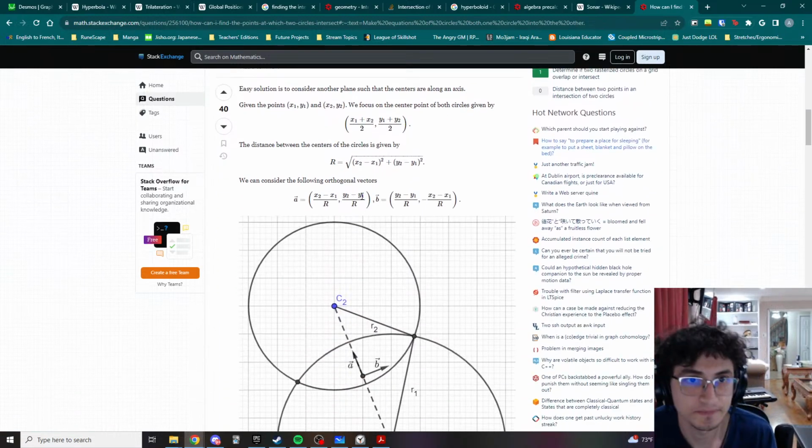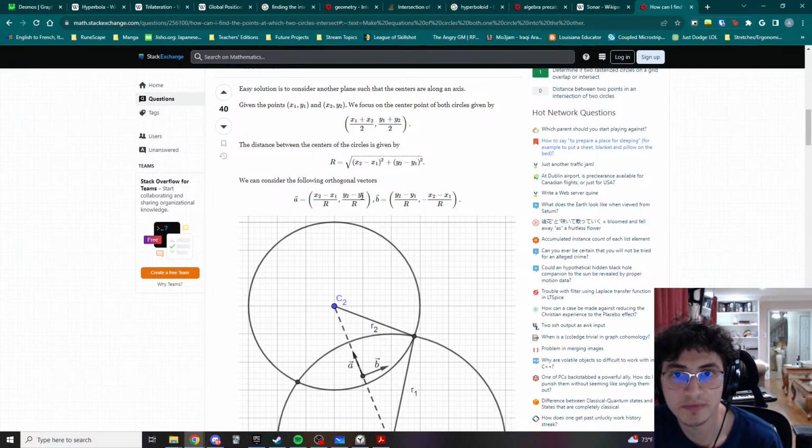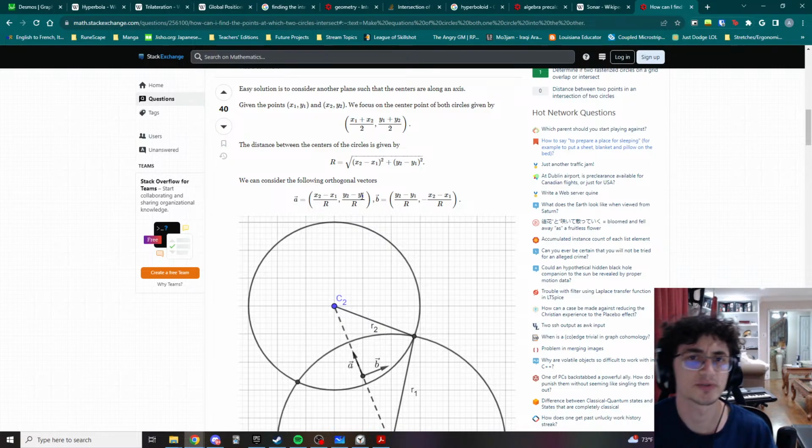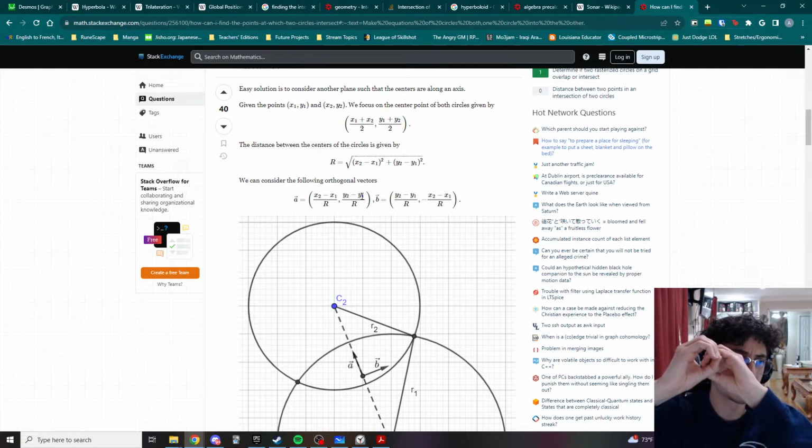Okay, what's another way? And focus on the center point of both circles. So it's like you have two circles intersecting each other, and then you take a plane that cuts through both centers. You've got the two centers, and then you just have a plane that cuts through them.